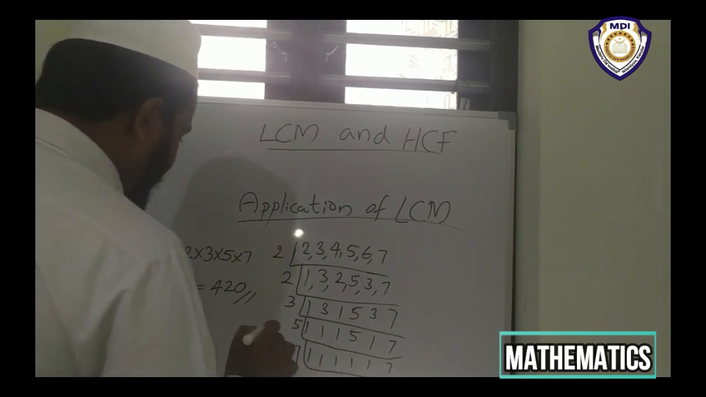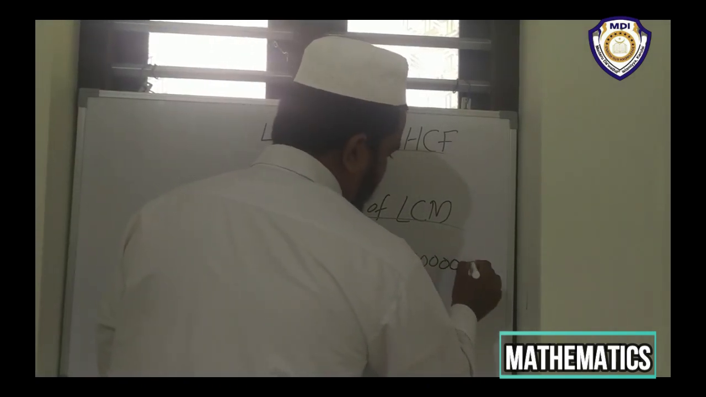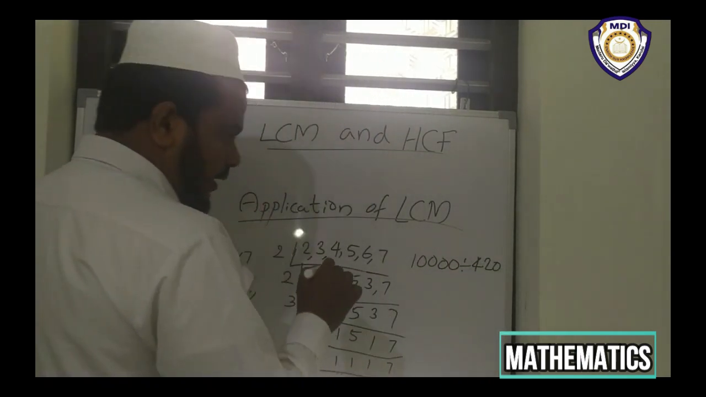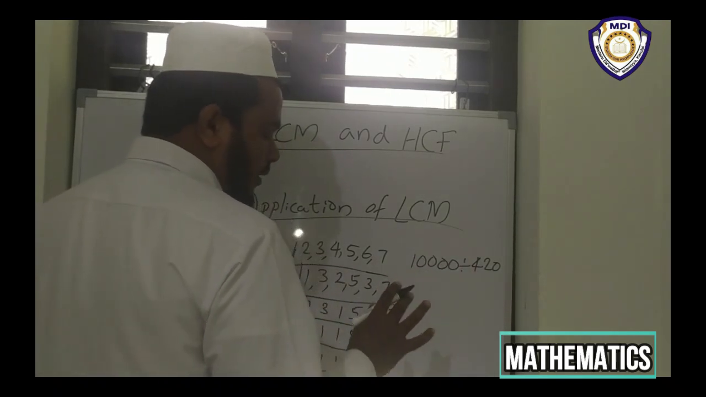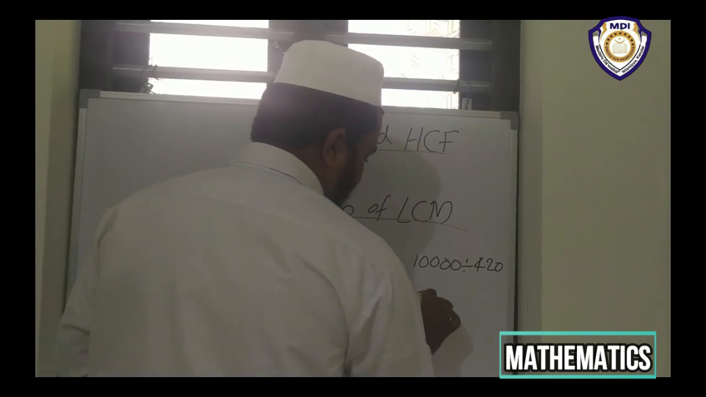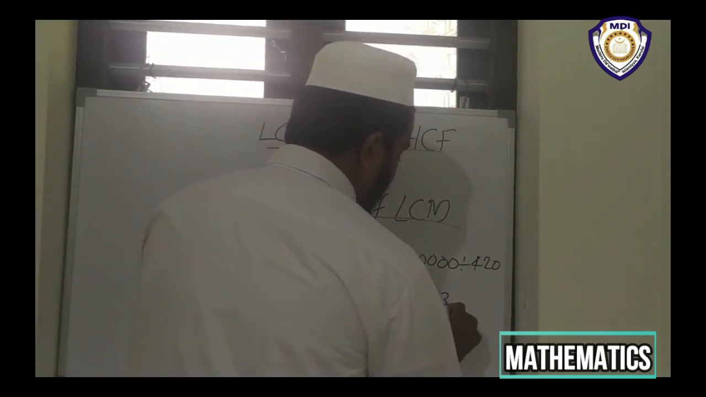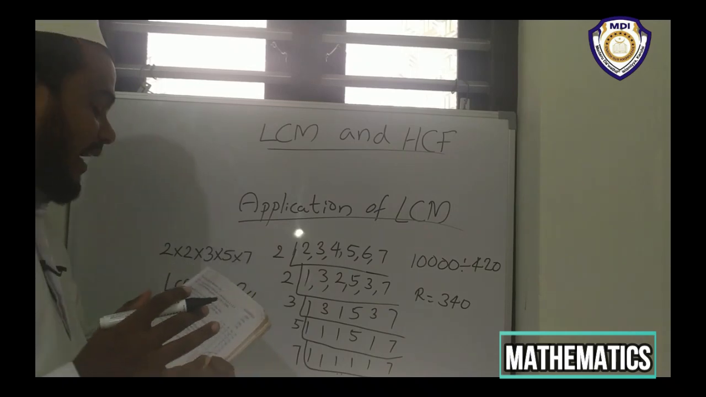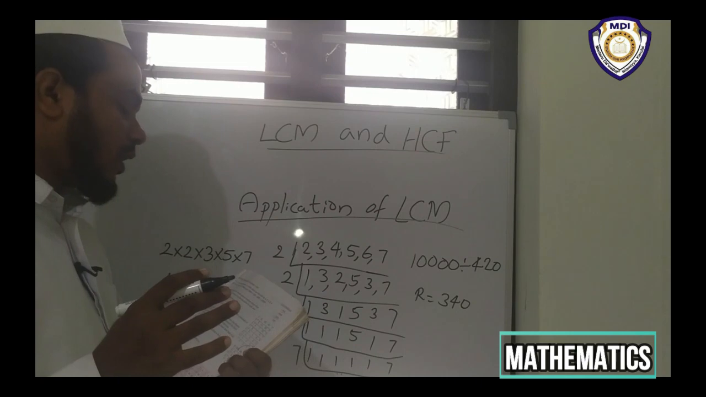Please divide in your notebook, we do not have enough time. Sure, you get a remainder. What is the remainder? 340. Then the two numbers nearest to 10,000 which are divisible by 2 to 7 are found as follows.